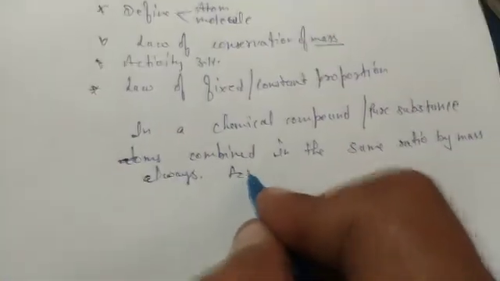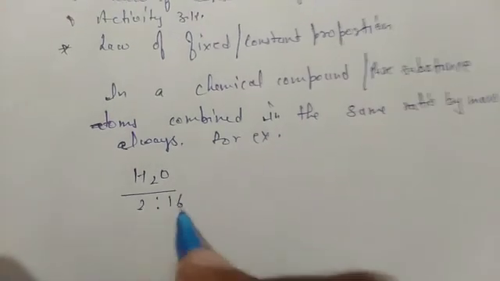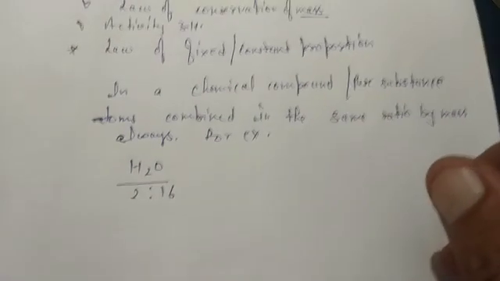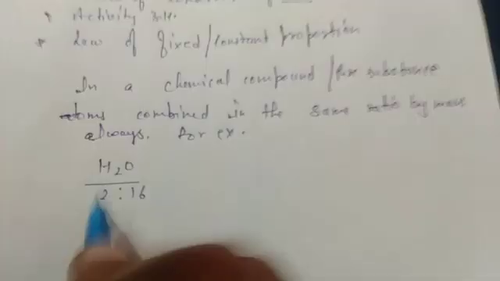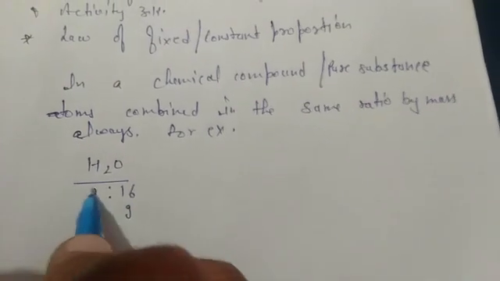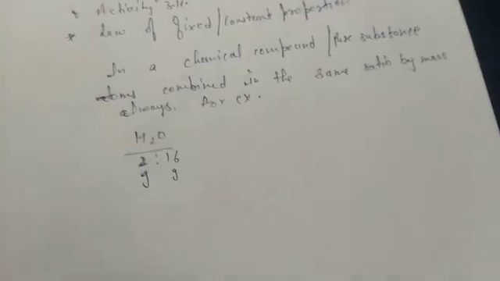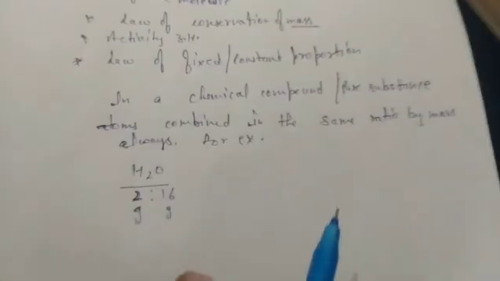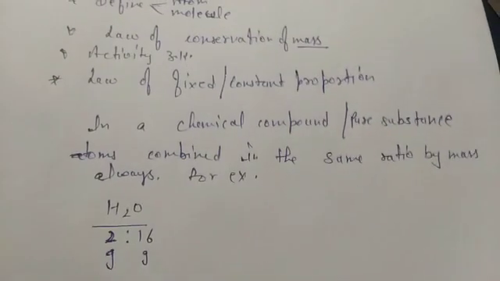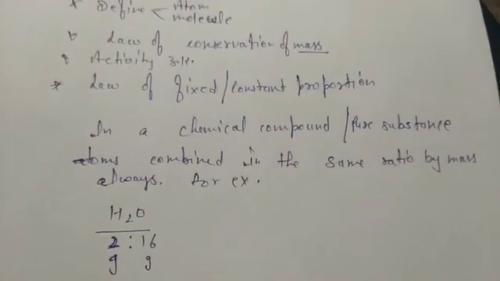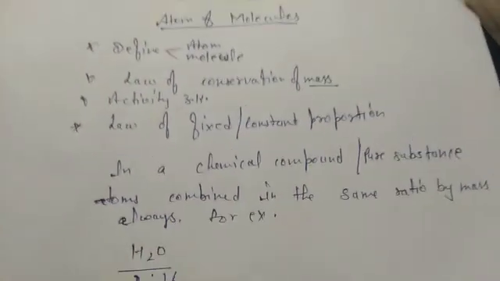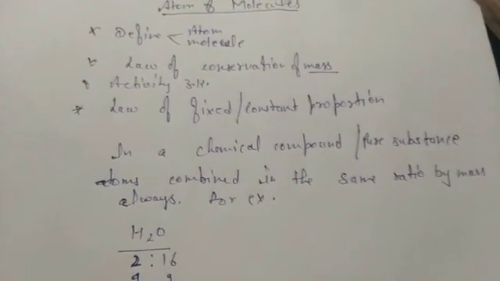For example, if you take H2O, in which 2 hydrogen are there and one oxygen, which is 16. Wherever you find a water molecule, the hydrogen and oxygen by mass always combine in the same ratio. 2 grams of hydrogen will always combine with 16 grams of oxygen. That is the famous law of constant proportion, that in a chemical compound atoms or elements combine in the same ratio by mass always. Both are laws of chemical combination.